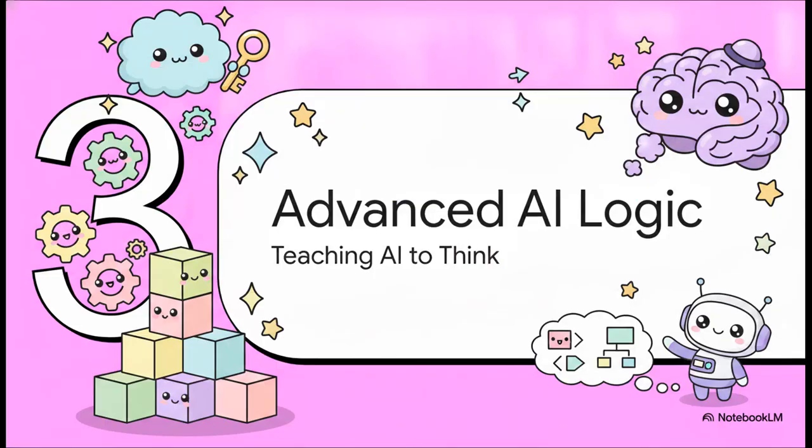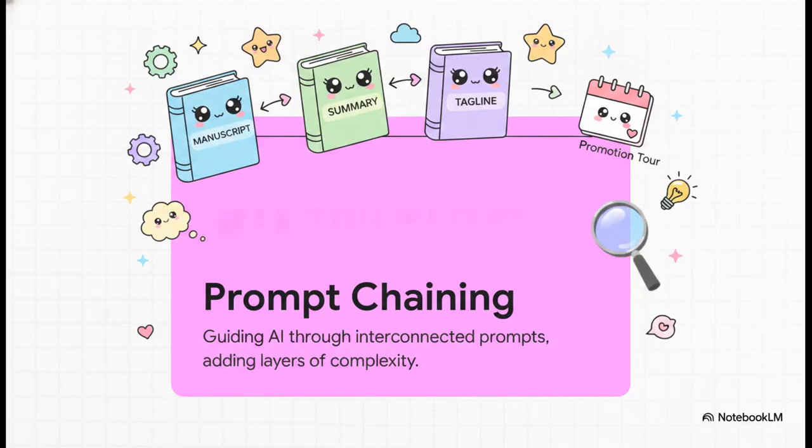All right, Section 3, Advanced AI Logic. This is where we literally teach the AI how to think. First up in our advanced toolkit is prompt chaining. This is where you guide the AI through a sequence of interconnected steps, building up complexity layer by layer. Let's say you wrote a novel. You wouldn't just dump the whole manuscript in and say, market my book, right? You'd chain it.